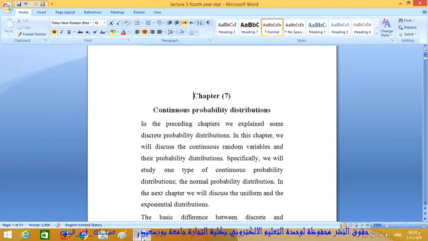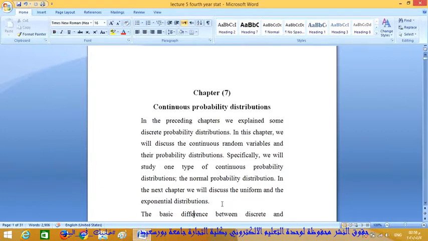In this chapter, we will discuss continuous random variables and their probability distribution. Specifically, we will study one type of continuous probability distribution here, which is called the normal probability distribution. In the next chapters, we will discuss the uniform distribution, and we will also cancel the exponential distribution, as we canceled the hypergeometric distribution.